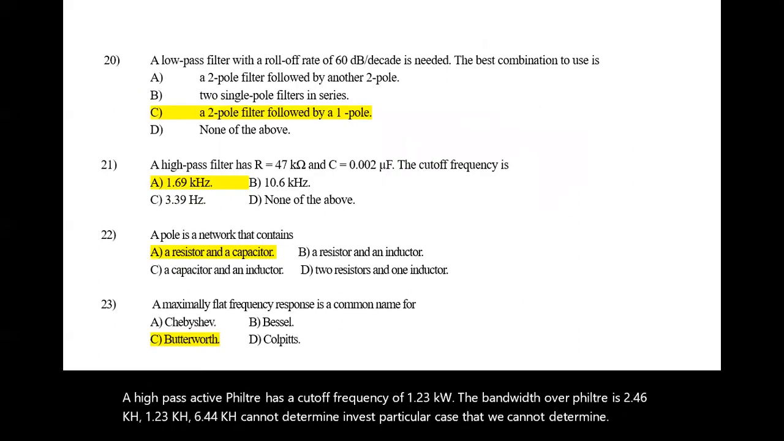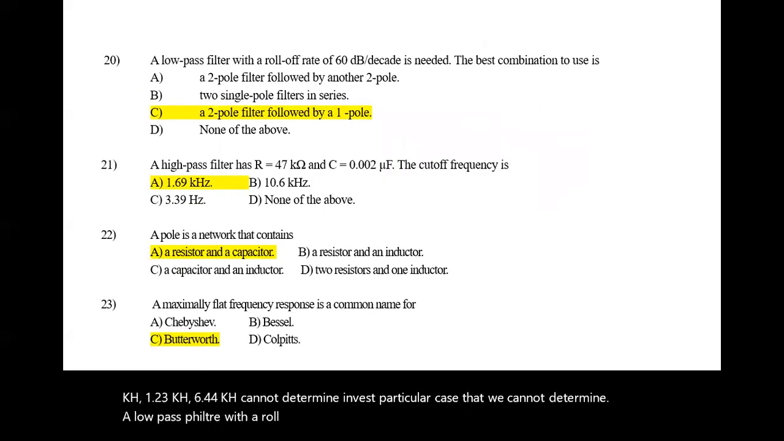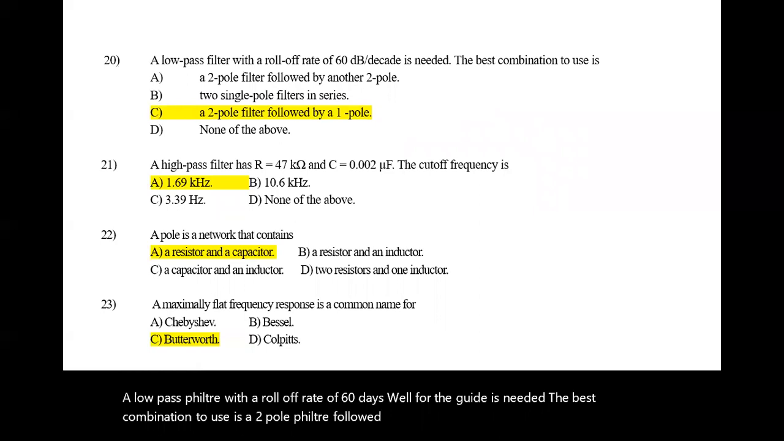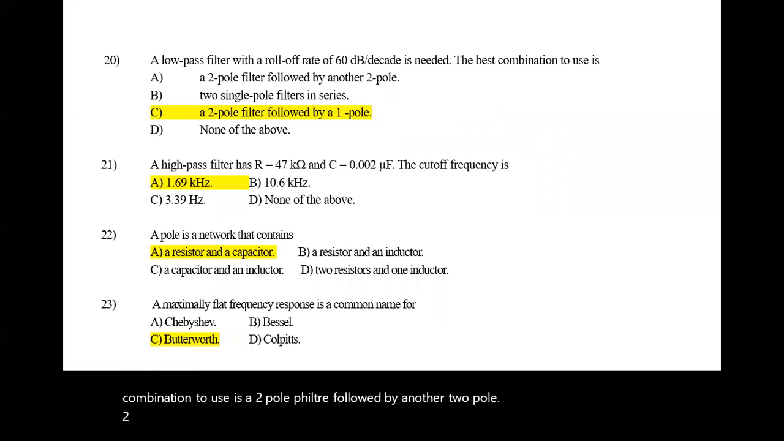A low-pass filter with a roll-off rate of 60 decibels per decade is needed. The best combination to use is: a two-pole filter followed by another two-pole, two single-pole filters in series, a two-pole filter followed by a one-pole, or none of the above. The correct answer is C, a two-pole filter followed by a one-pole.